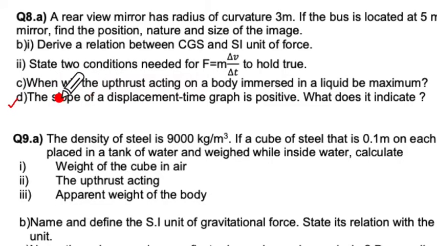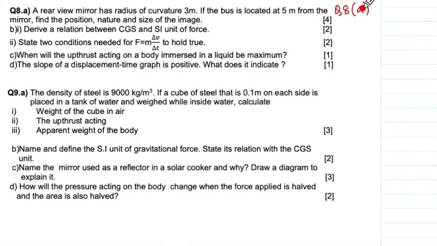D. The slope of displacement time graph is positive. What does it indicate? So question 8D is talking about displacement time graph. Just draw a small graph like this and say this is displacement and this is time. Okay, and they say that the slope is positive. Now if the slope is positive, the graph will be like this. It cannot be this way. If the graph is like this, then it's going to give a negative slope. If this angle theta is acute, we'll have positive slope.